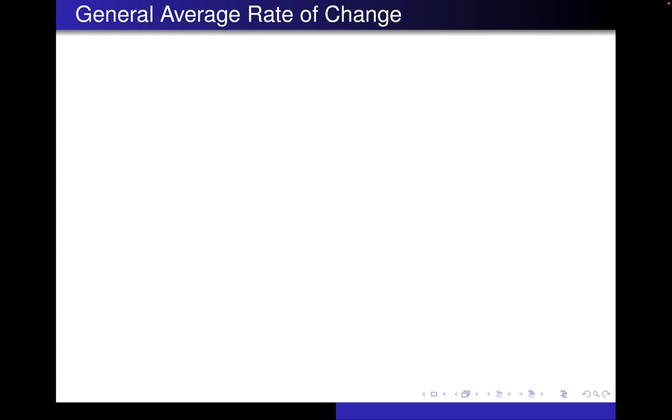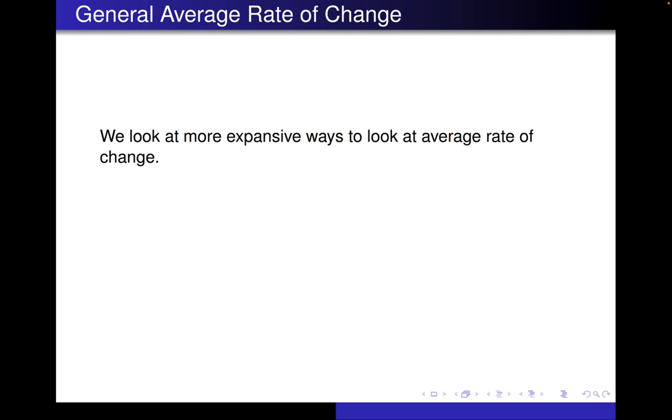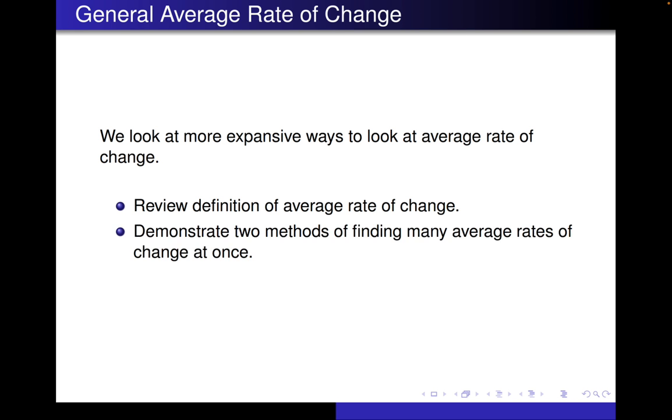In this video, we're going to look at a topic that's a little bit related to composition of functions. It's looking at more general ways of finding average rates of change. So we're going to review the definition of average rate of change, and then we're going to demonstrate two methods for finding many average rates of change at once without having to do computations over and over again.